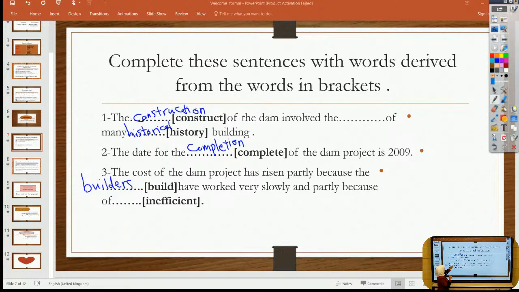Number two, the date for the completion of the dam project is 2009. إنه الموعد لإتمام مشروع السد هو عام 2009. Three, the cost of the dam project إنه تكلفة مشروع السد has risen partly because the builders البنائين have worked very slowly and partly because of, here we need a noun, because of inefficiency.